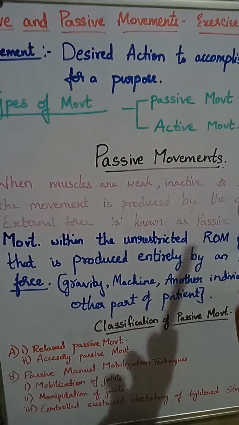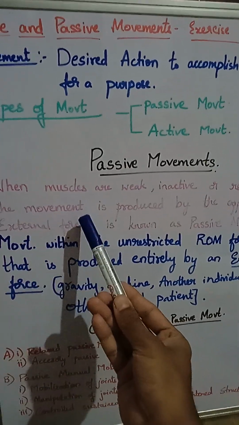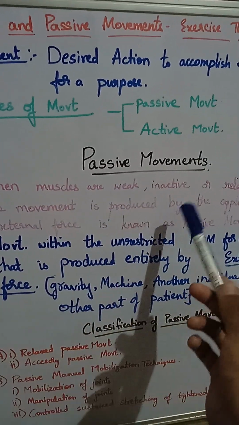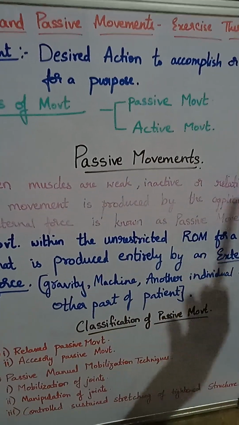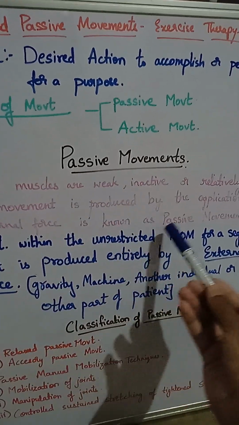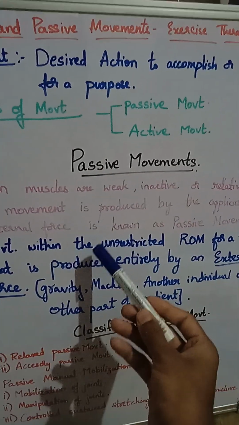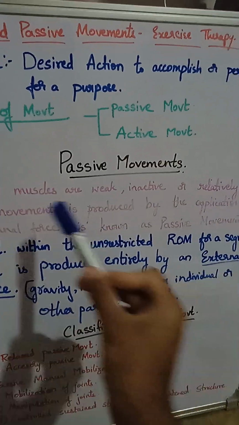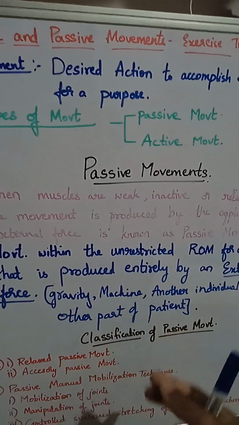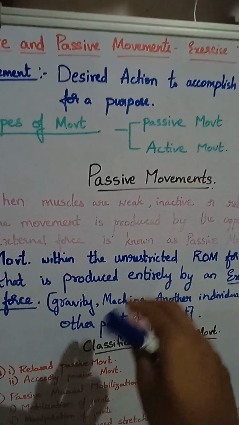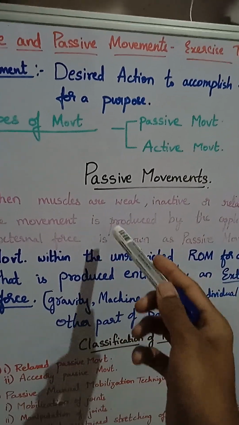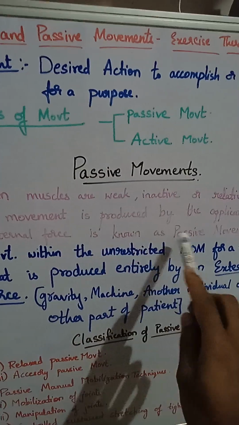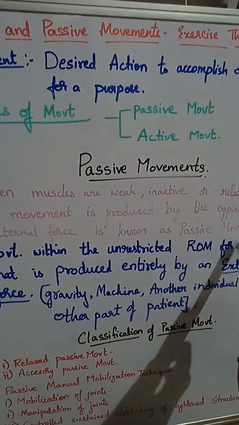So in passive movements, what is the definition? When muscles are weak or inactive or relatively so, that is, when muscles are unable to do some movement, the movement is performed by the application of external force. This is known as passive movement. When the muscles are unable to produce some movement, an external force acts as an adjuvant and performs the movement. This type of movement is called passive movement.